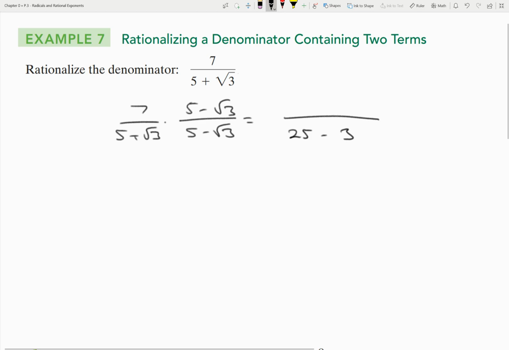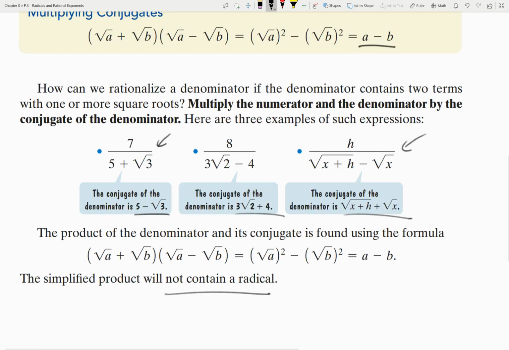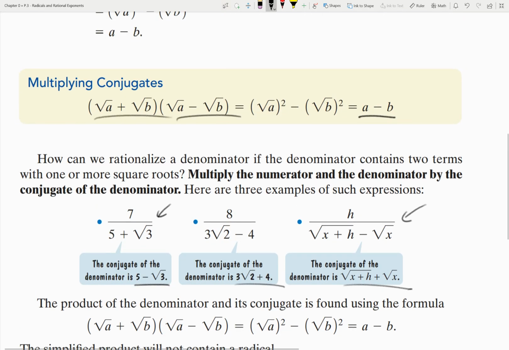Okay? That will always work. That is the formula, and we can see that will always happen when we multiply two conjugates together. We're always going to get a minus b, right? So it's going to be the square root of a squared minus the square root of b squared.